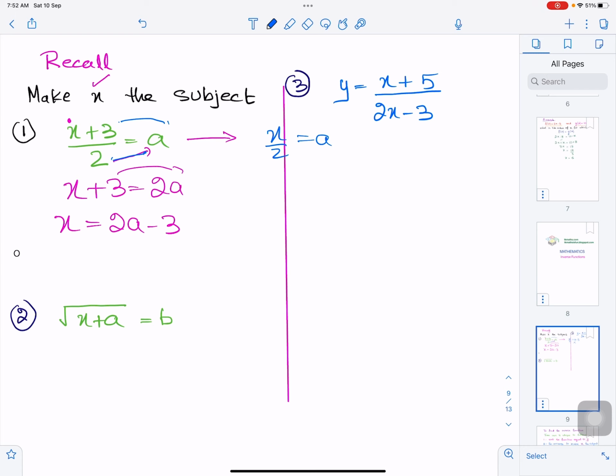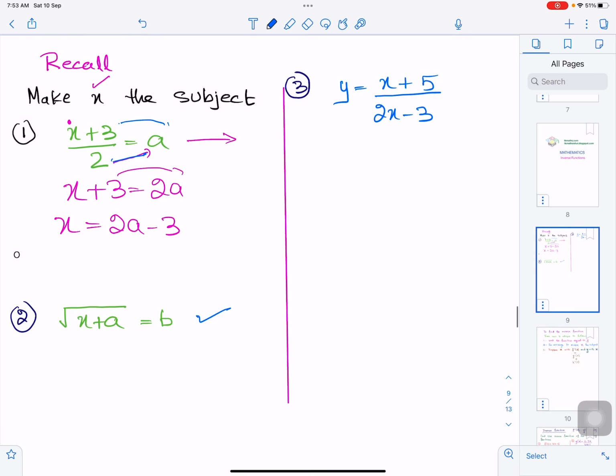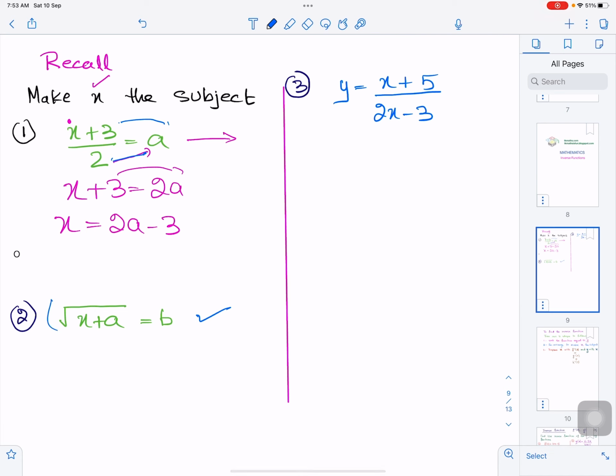So let's do the second example. I'm just helping you to recall the concept which you have already done. In example 2, I have to make x the subject. It is inside the square root. And we know when we have to remove a square root, we square both sides. So I will square it here, and it will cancel out. It will become x plus a equals b squared, and x equals b squared minus a. So your x is the subject.